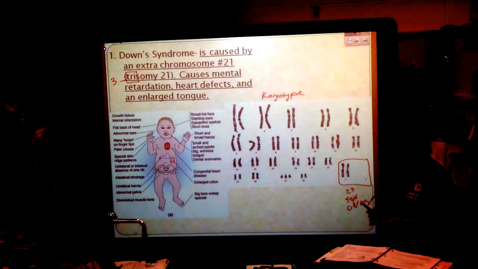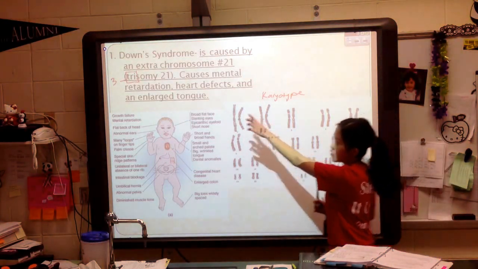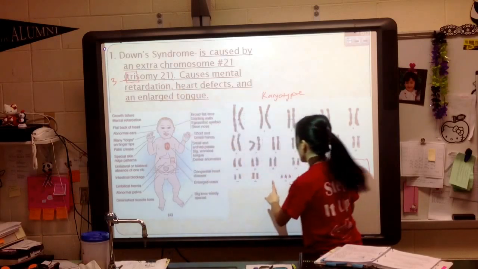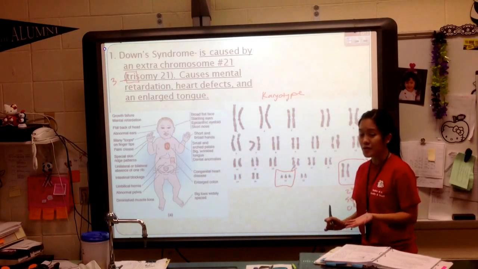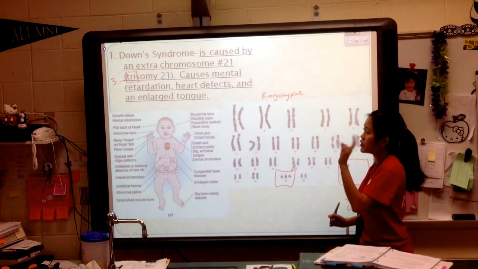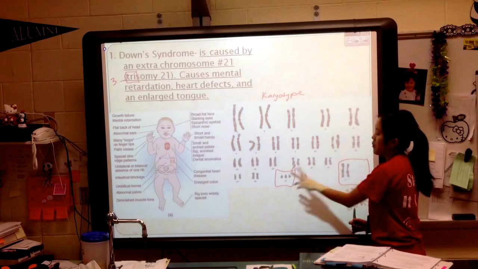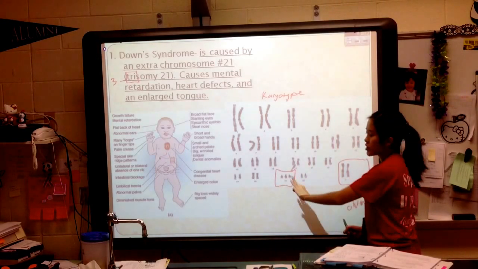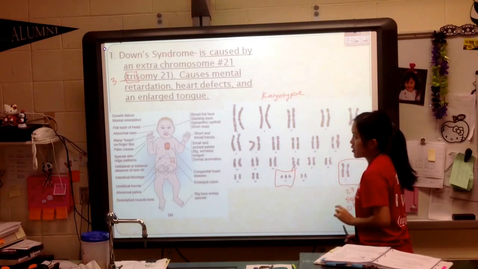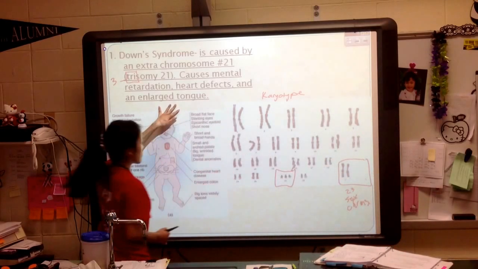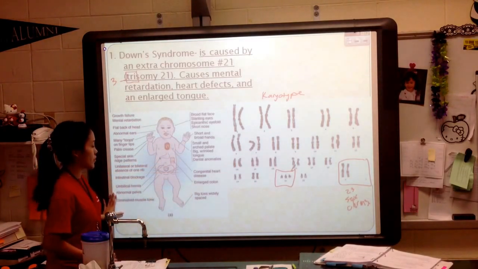But for Down syndrome, what you see is that on the 21st pair, trisomy 21, you have 3 chromosomes. How many chromosomes should you have to make a pair? Well, you should only have 2. So for each of these, you see 2 chromosomes. But for pair 21, you actually see 3 chromosomes. And having that extra chromosome is what causes these problems. And there's actually a lot more problems associated with this disorder.